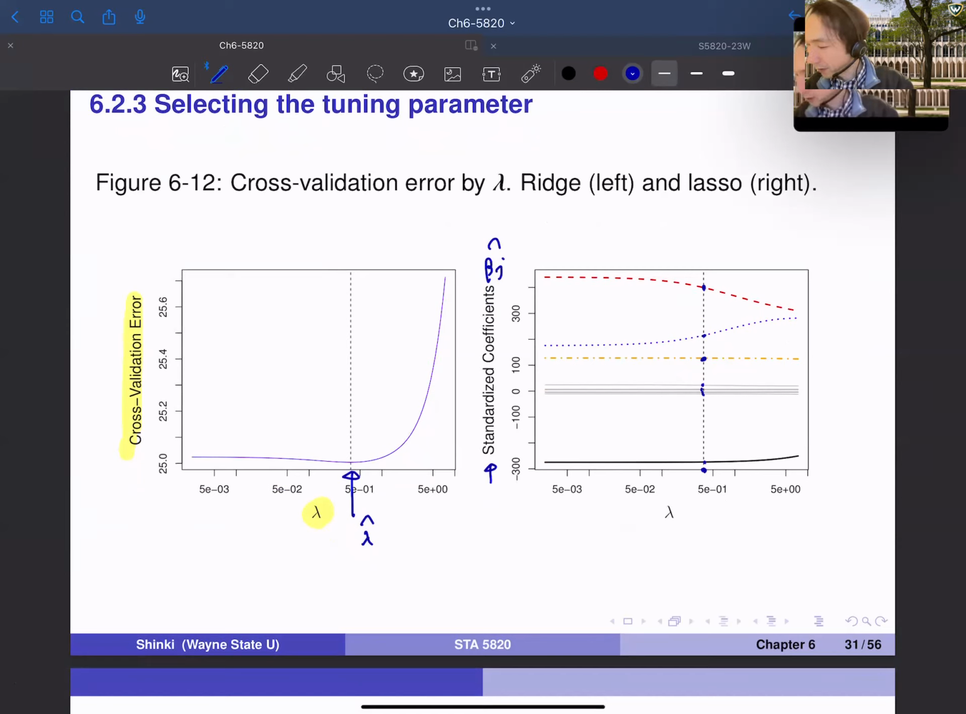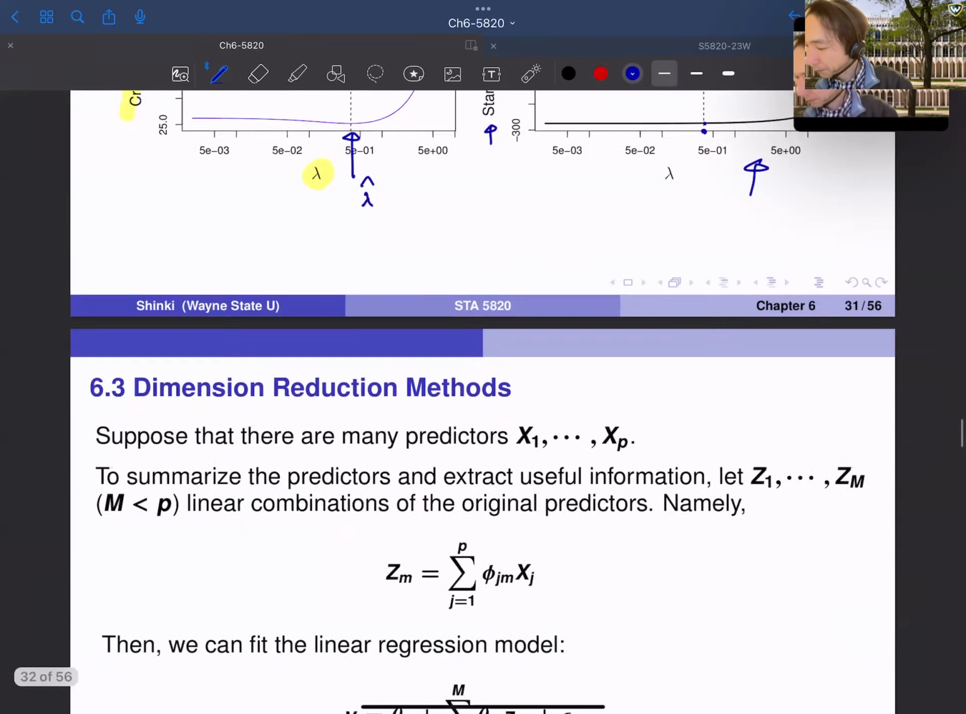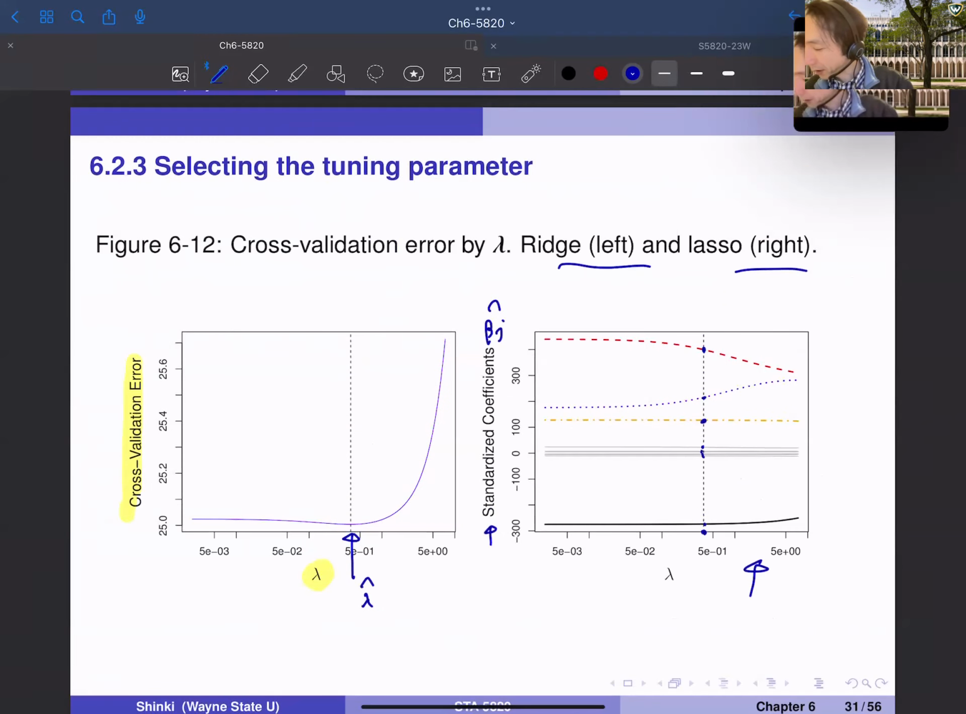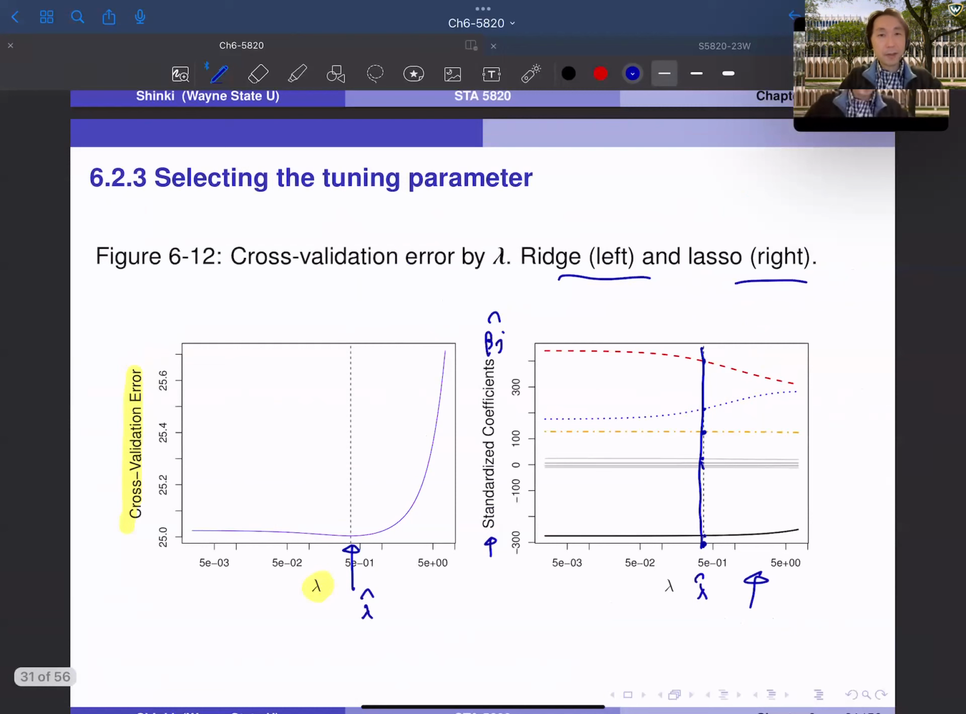Sorry, I think this is a little bit confusing. It says left and right, but we only have one graph. I don't know if this is for Ridge or Lasso, but either way we have this graph, and lambda is equal to this lambda hat, that we have optimized parameters. Okay, so this is 6.2. Do you have any questions?